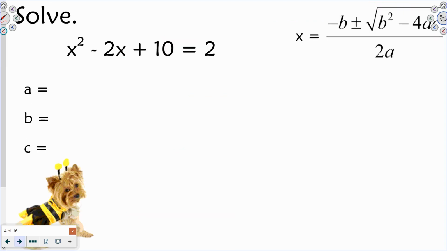All right, let's try another one. X squared minus 2x plus 10 equals 2. All right, so first thing is put it in standard form. So x squared minus 2x, subtract the 2 over here. That gives me an 8 equals 0. So what's your a value? 1. Your b? Negative 2. And your c?